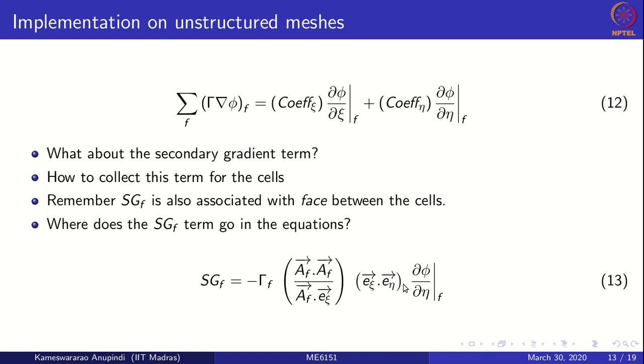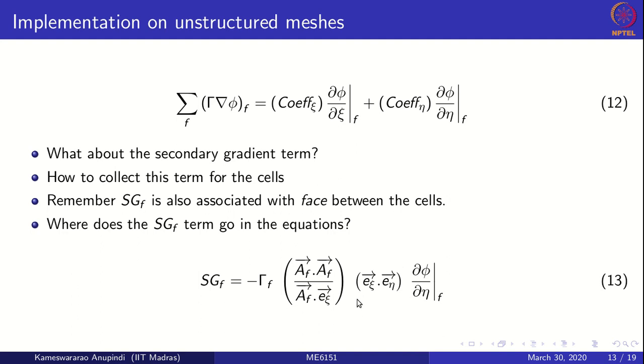But what about xi dot e eta? What about this quantity? This we have to see. What about partial phi partial eta? This quantity would remain the same, right? You would calculate from phi A and phi B and calculate the gradient. This is the same whether you calculate from A cell or from B cell.